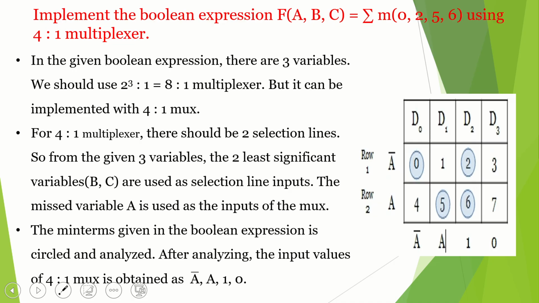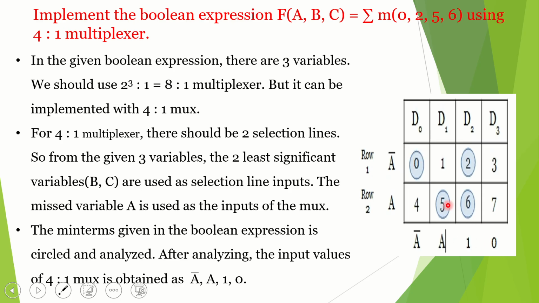Under D0, the only circled expression is A bar. Under D1 it is A. Under D2 both the values are circled, so it is 1. Under D3 no one is circled, so the value is 0. If no one is circled it is 0, and if all the values are circled it is 1.